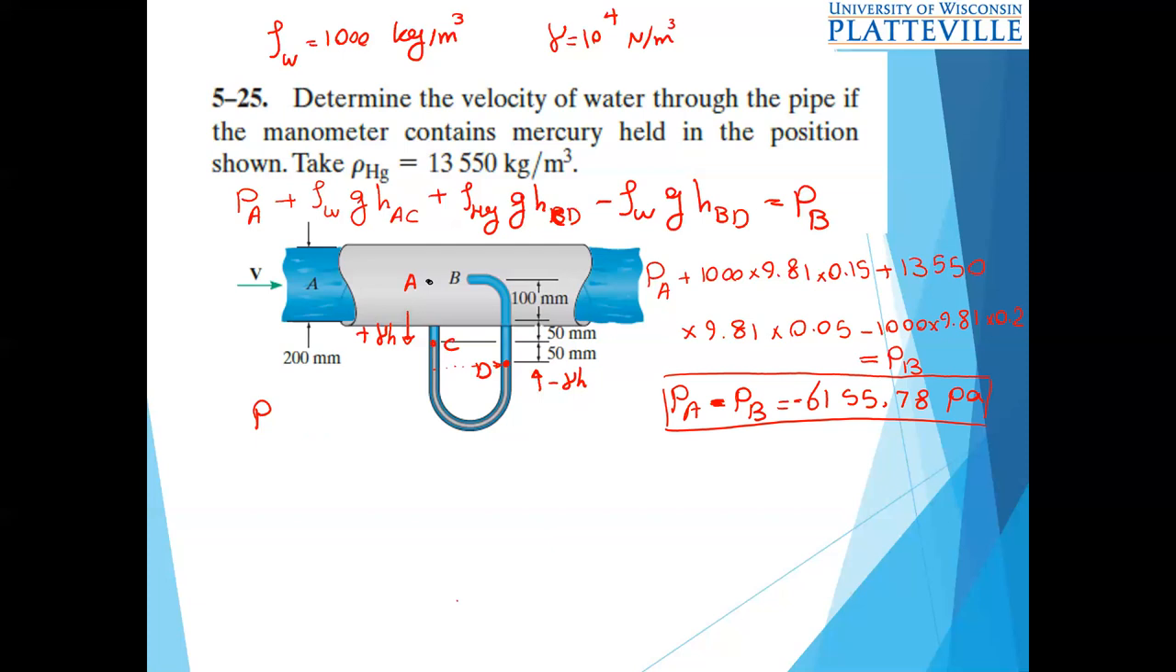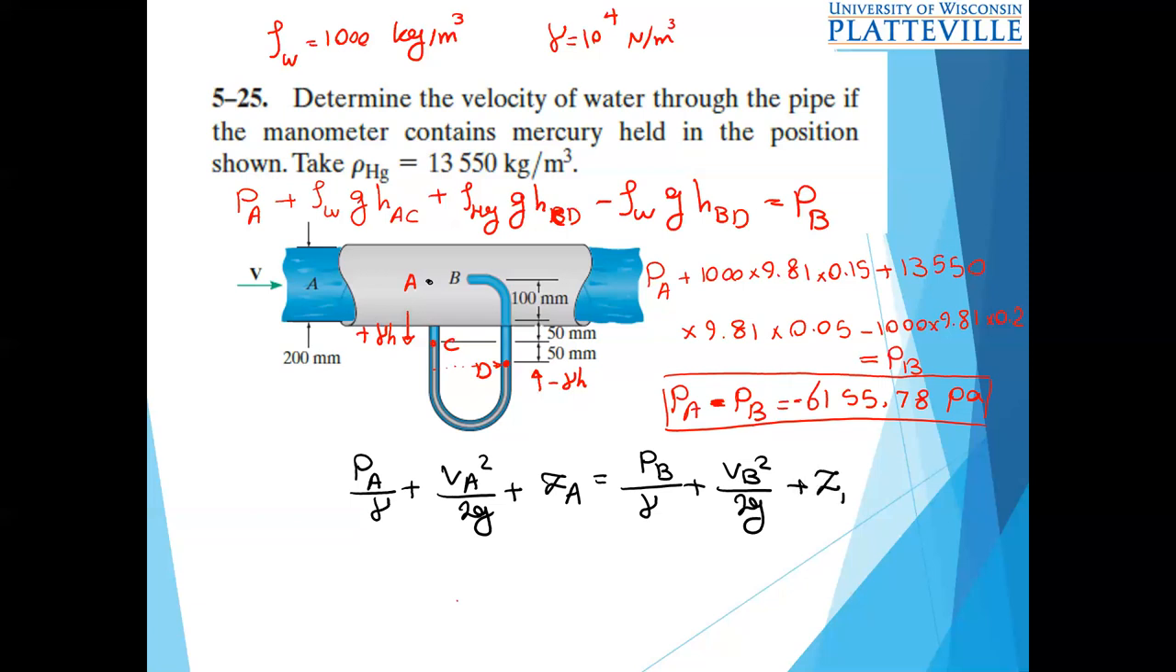All right, the next equation I'm going to use is Bernoulli's equation between A and B. So pressure at A over gamma plus VA squared over 2g plus ZA equals pressure at B over gamma plus VB squared over 2g plus ZB. Okay, let's see what is 0. So they have the same elevation, so elevation at A and B is 0. At a stagnation point, the velocity is 0, so we don't have any velocity at B.